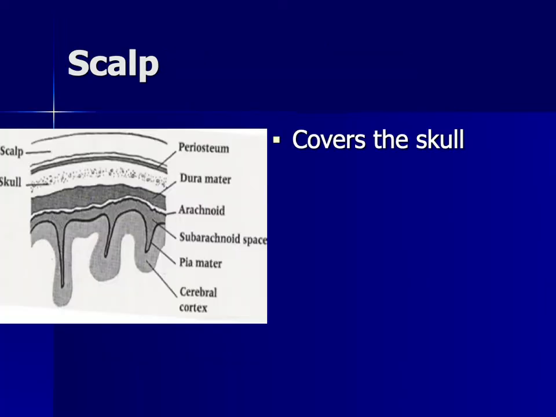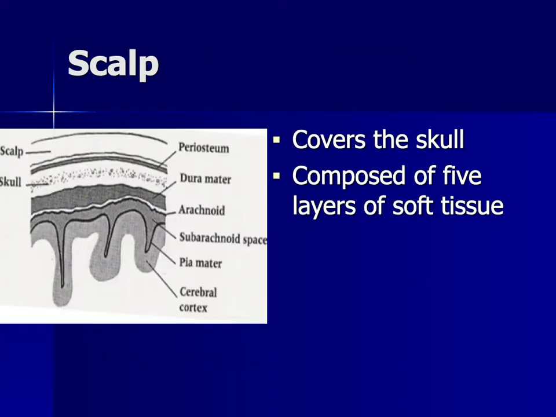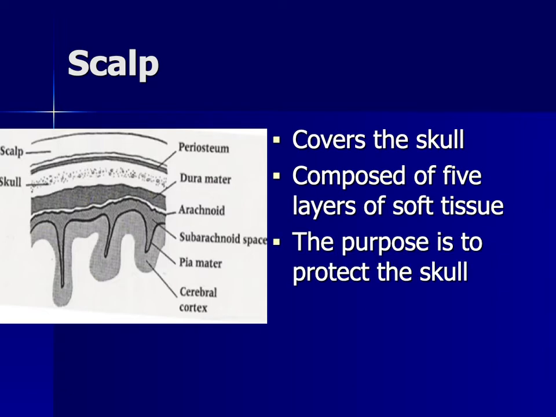The scalp covers the skull and it's composed of 5 different layers of soft tissue. We'll talk about some of these tissues in a later injury. And the purpose is to protect the skull. It's like a padding for the head. And it also provides protection for the brain too.